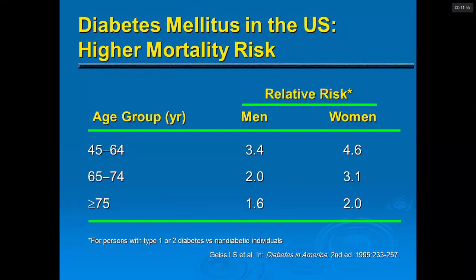So diabetes mellitus in the US carries a higher mortality risk. In the age group between 45 and 64, for men the relative risk is about 3.4, and for women a little bit higher, about 4.6. Between ages 65 and 74, the relative risk decreases because lifespan is shortened, but it is still higher in women, about 1.6 to 2, okay?